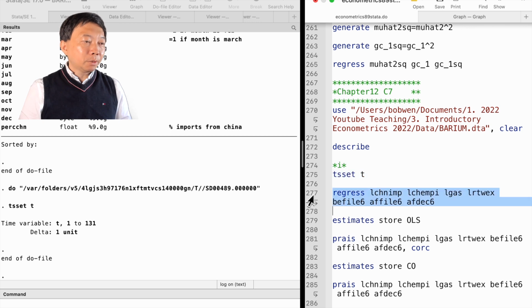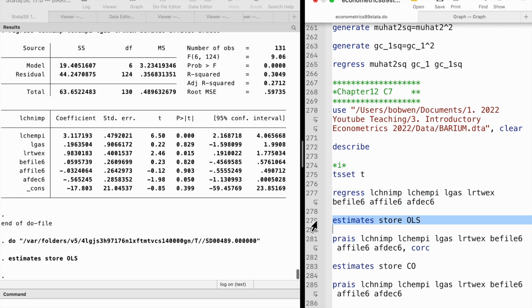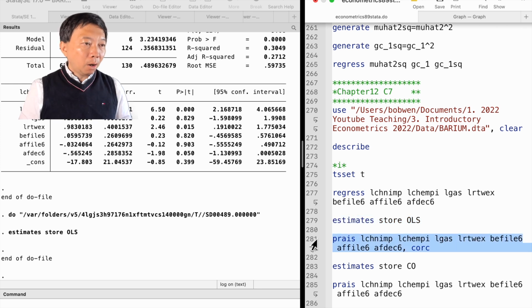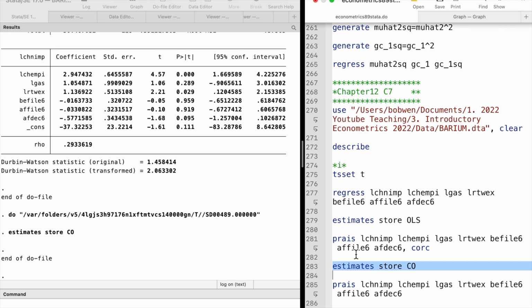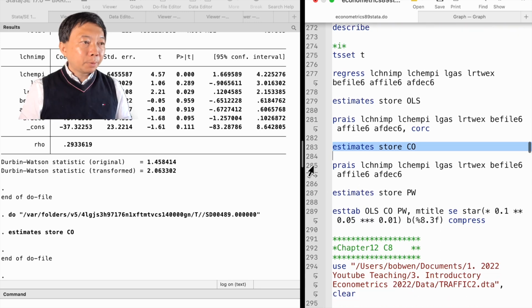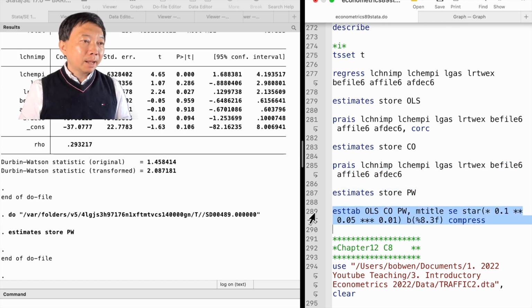We can estimate the model by OLS, Cochrane-Orcutt and Prais-Winsten, and then compare the estimates in a table using Stata's estab command.